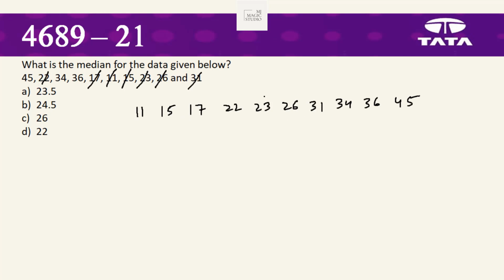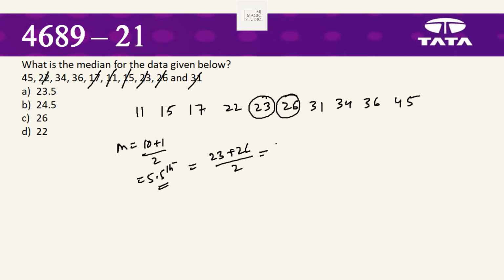Since these data are quite few in number, we can just put a cross on both sides and go to the center value. Or 1, 2, 3, 4, 5, 6, 7, 8, 9, 10. Median is 10 plus 1 by 2, that is the 5.5th value from the left or from the right. 1, 2, 3, 4, 5. 5th value plus 6th value divided by 2. 23 plus 26 divided by 2, that is 49 by 2, 24.5. Median of this data is 24.5. Option B is the pick.